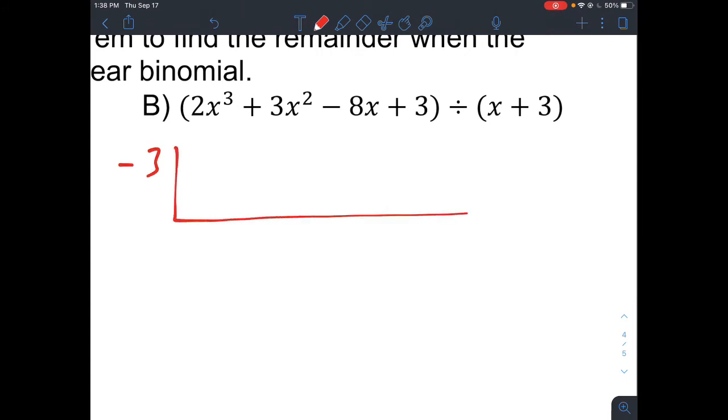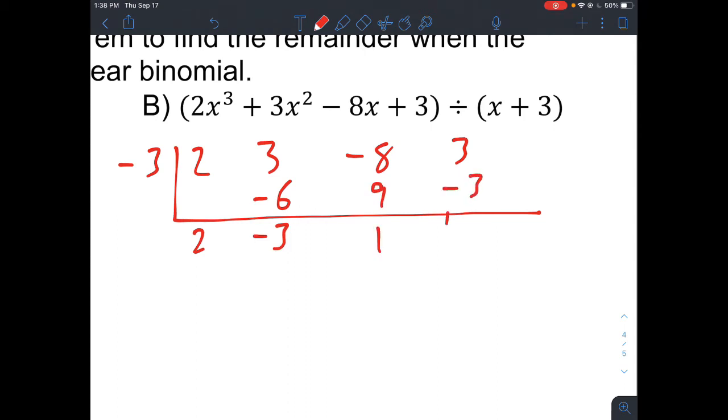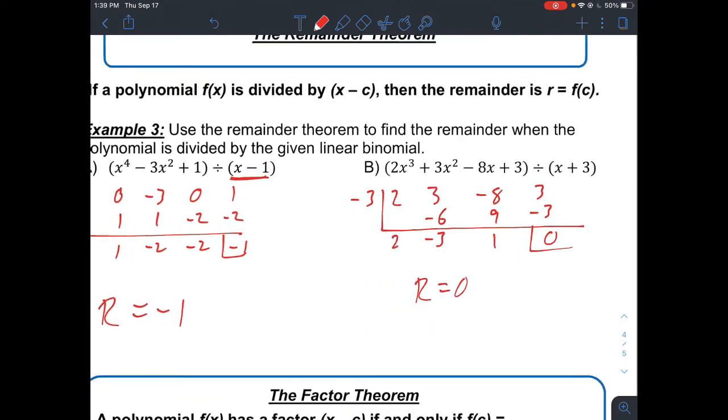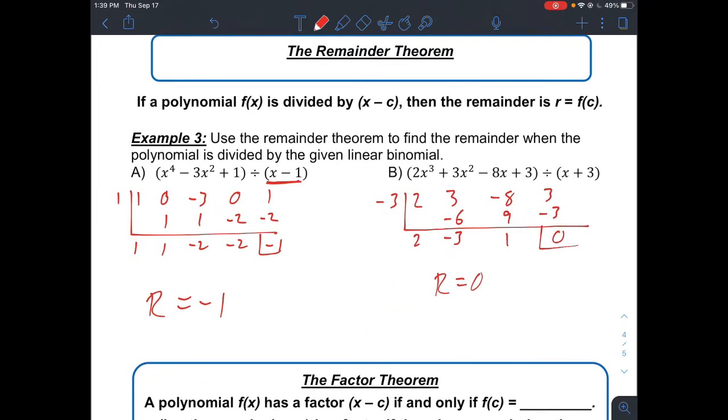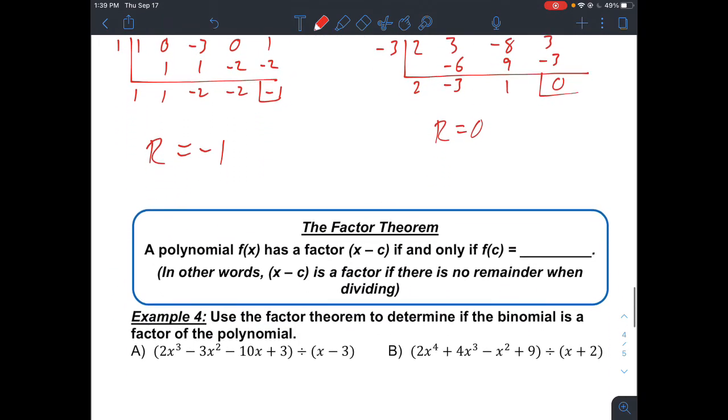All right, part B, we're looking at -3, 2, 3, -8, and 3. Bring down, multiply, add, multiply, add, multiply, and add. So our remainder is 0. And what does that mean? That means that x plus 3 is a factor of that cubic function. That's what our next theorem is saying.